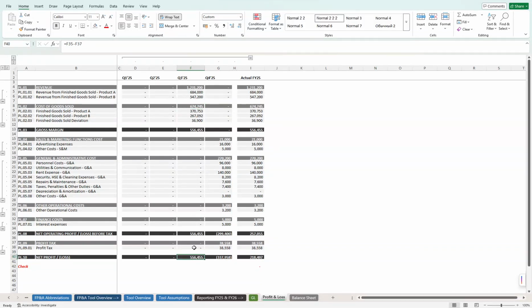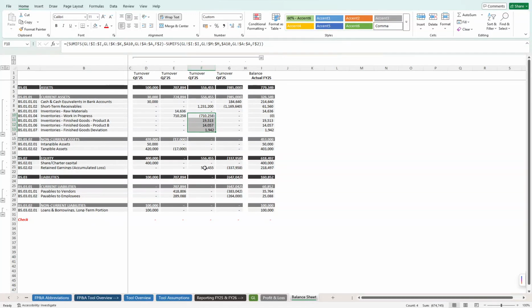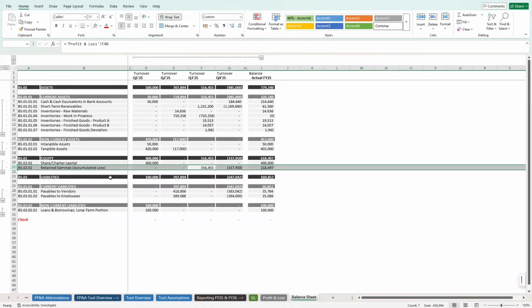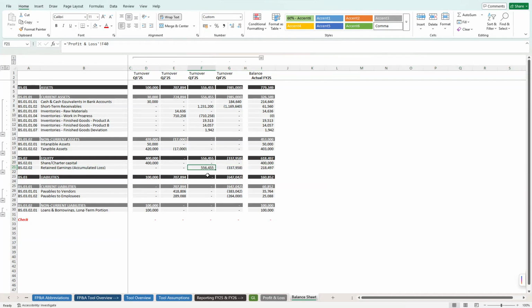Then we have net profit and loss, with the total amount of 556.4k under P&L in quarter 3. If you go to the balance sheet, it is always linked to the retained earnings or accumulated loss. And we see exactly the same amount here.